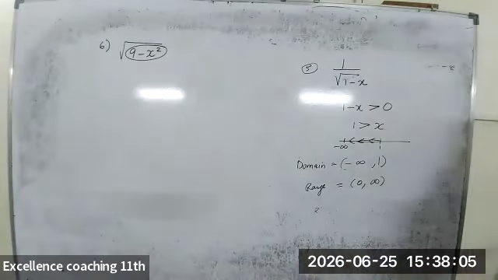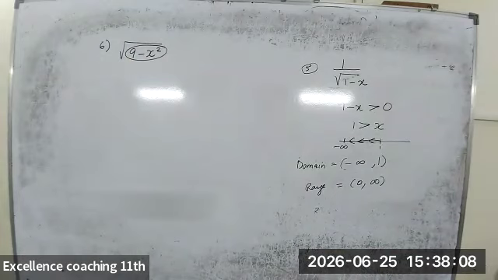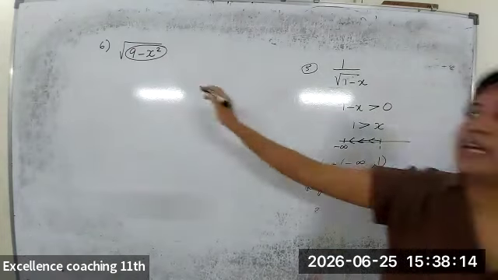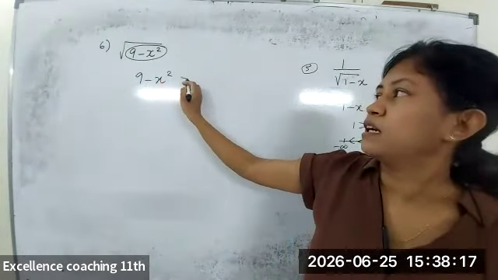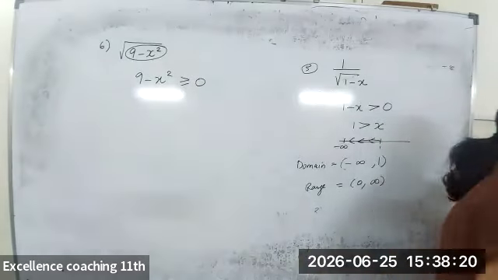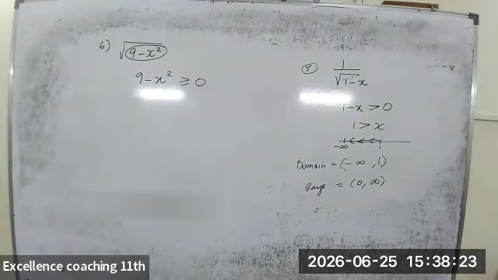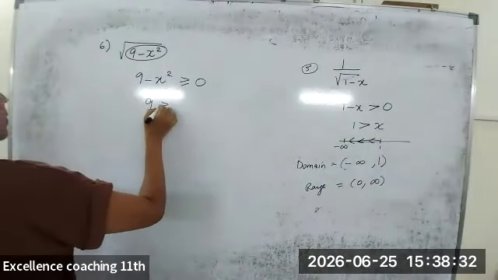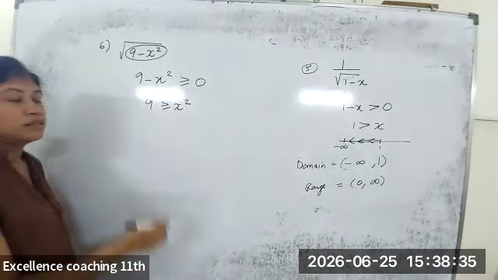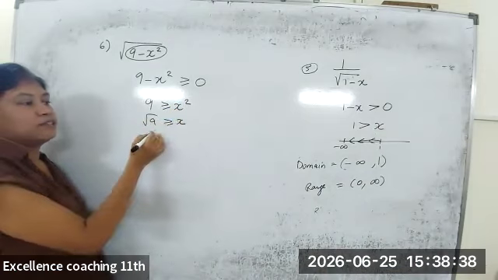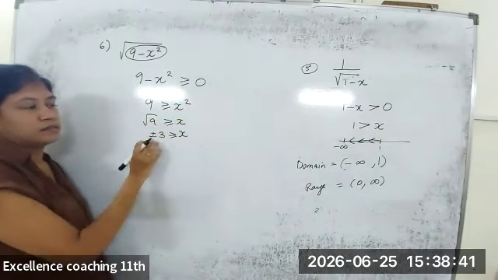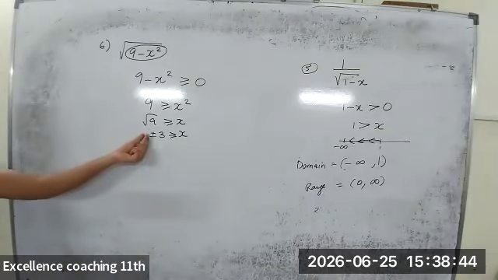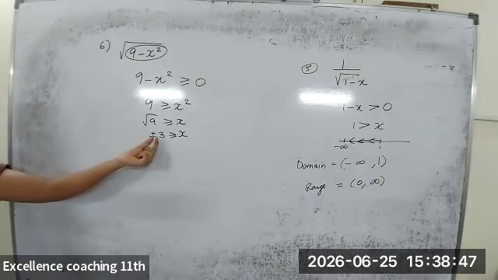Now, is the root in the numerator or in the denominator? Numerator. So will there be an equal to sign? Yes. So write that whatever is inside the root sign. Now take minus x square on the other side. Your plus or minus 3 will come.